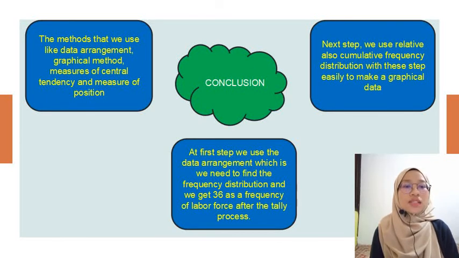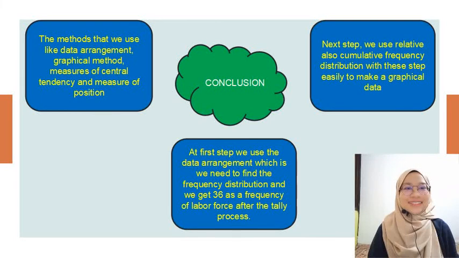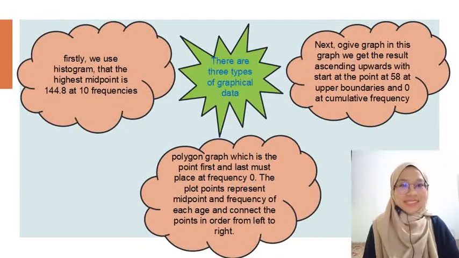At the first step, we use data arrangement, which is where we need to find the frequency distribution, and we get 36 as the frequency of labour force after the tally process. Next step, we use relative and cumulative frequency distribution, with which it is easy to make graphical data. There are three types of graphical data that we use in this assignment. Firstly, we use a histogram, where the highest midpoint is 144.8 at 10 frequencies.